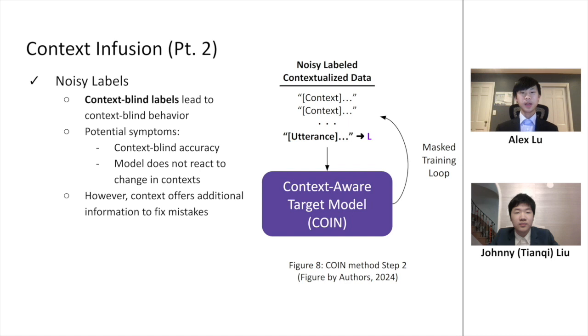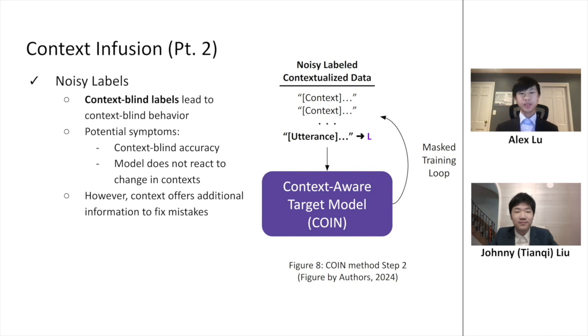Now, these noisy labels are not just noisy in the conventional sense as they are generated, but they are noisy as they may not reflect the accurate emotion given the situational context, because they are generated from a context-blind model. Training on these context-blind labels can lead to unwanted context-blind behavior in our target model.